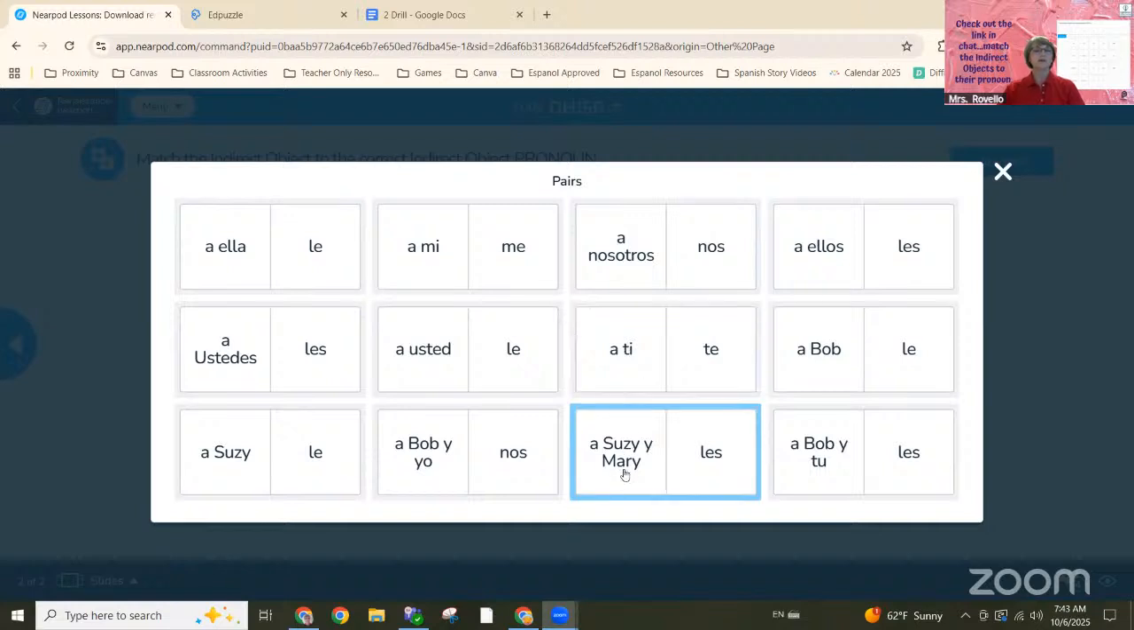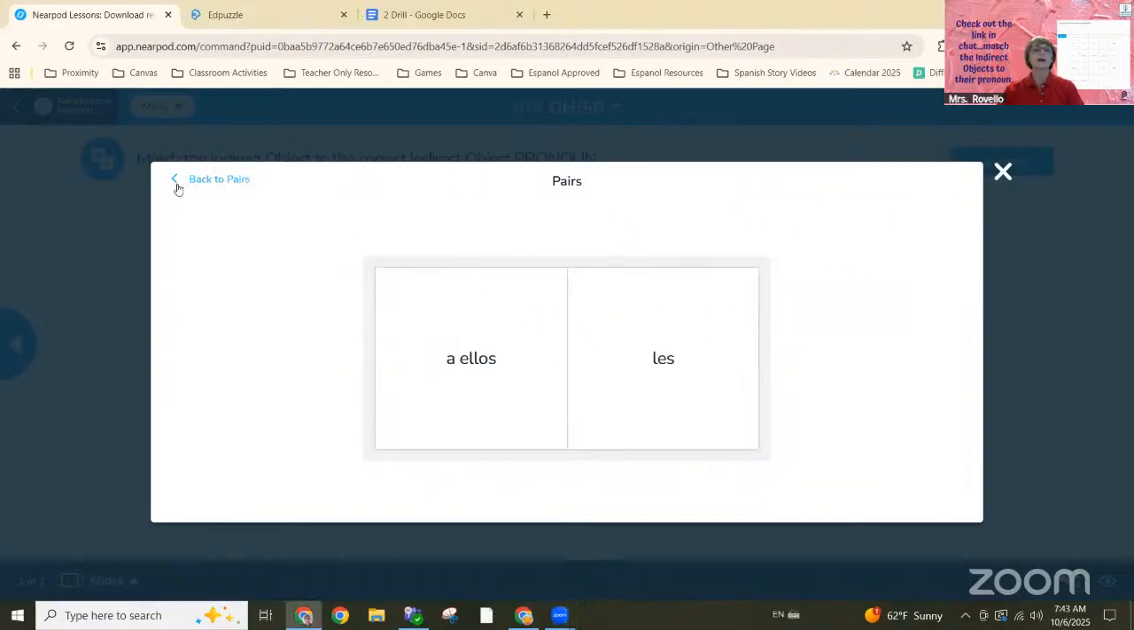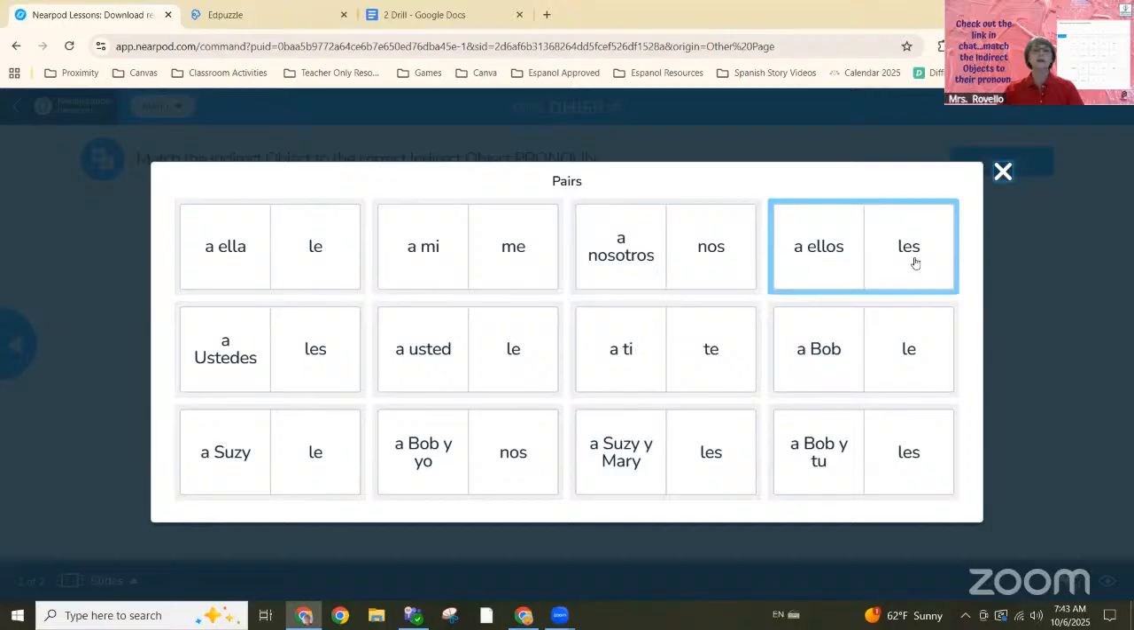A Susie y a Mary. So that would be the same as a ellas, for them or to them, and therefore les, plural. Oopsie, sorry. A ellos, les because it's plural. A Bob, le, because it's singular. A Bob y tú, that's the hard one, because we're saying you and Bob, you all. Plural, you plural, and therefore les. Okay, you plural, you and Bob. It's more than one person. Okay, all right, any questions?